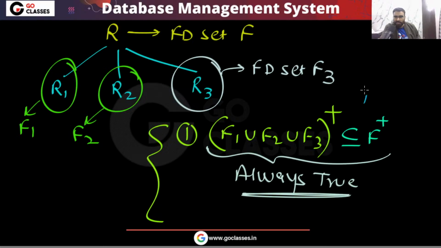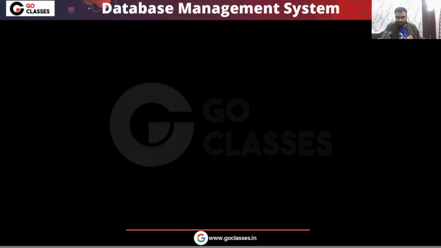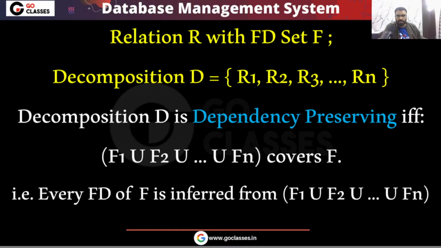When this becomes equal, then we will say it is a dependency preserving decomposition, meaning in the decomposition no dependency is lost. And when this is not equal, then we will say that some dependencies are lost, or I can say this decomposition is not a dependency preserving decomposition. I hope you understood the concept. So this is the summary.